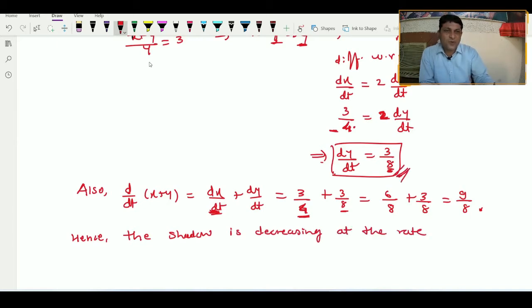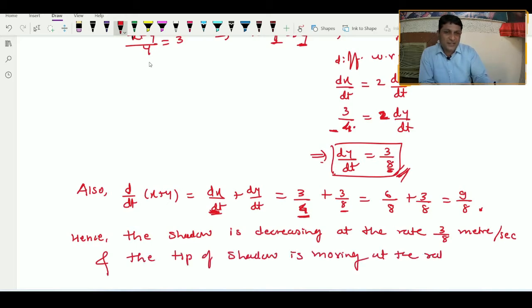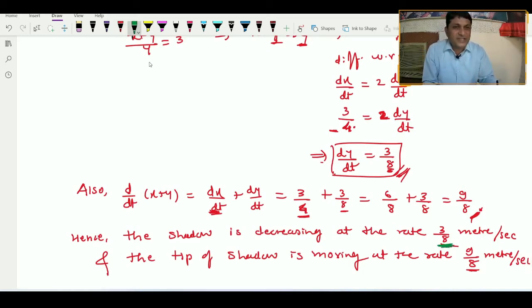So that's why we can say that hence the shadow is decreasing at the rate, what rate have we got here? 3 by 8 meter per second, and the tip of the shadow is moving at the rate, what is our second required value? 9 by 8 meter per second. In this way we have got both required values. The first required value is that the length of the shadow is decreasing at the rate of 3 by 8 meter per second, and the tip of the shadow is moving at the rate of 9 by 8 meter per second.